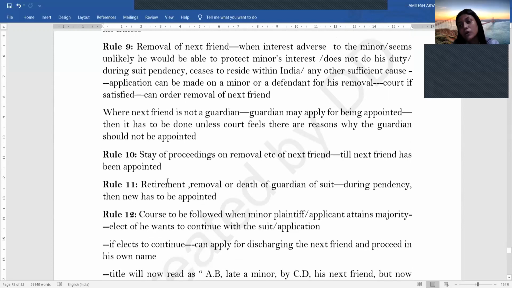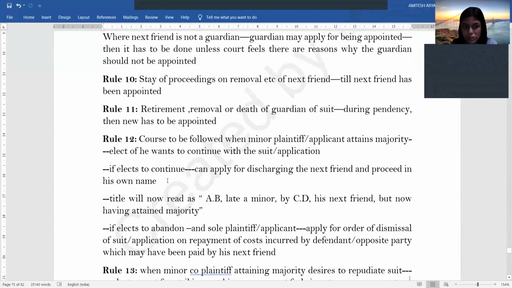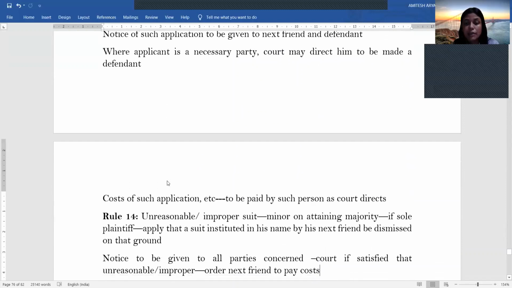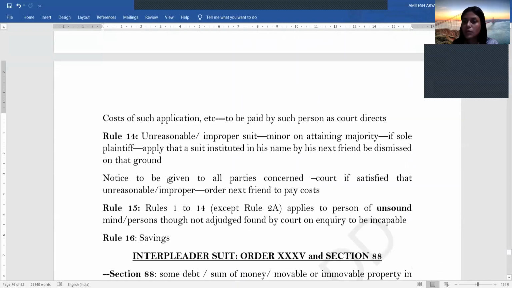Rule number 12, very important. What happens when this particular minor is attaining majority? What will happen if he abandons it? What will happen if he continues it and he wants to repudiate it under Rule 13? If it is an unreasonable or improper suit, then what will be done? And Rule 15 is dealing with the unsound person.